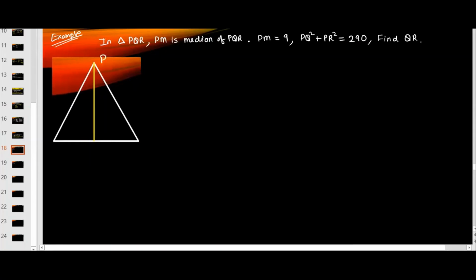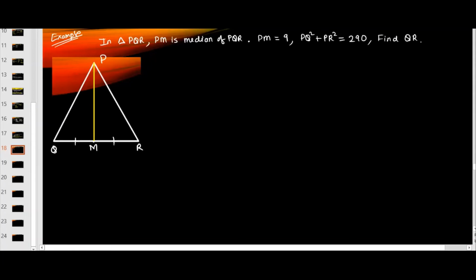This point is P, this is Q, this is R, triangle PQR. PM is the median of PQR. P is already there, M should be written here. So this becomes the median of PQR. This length and this length are the same.